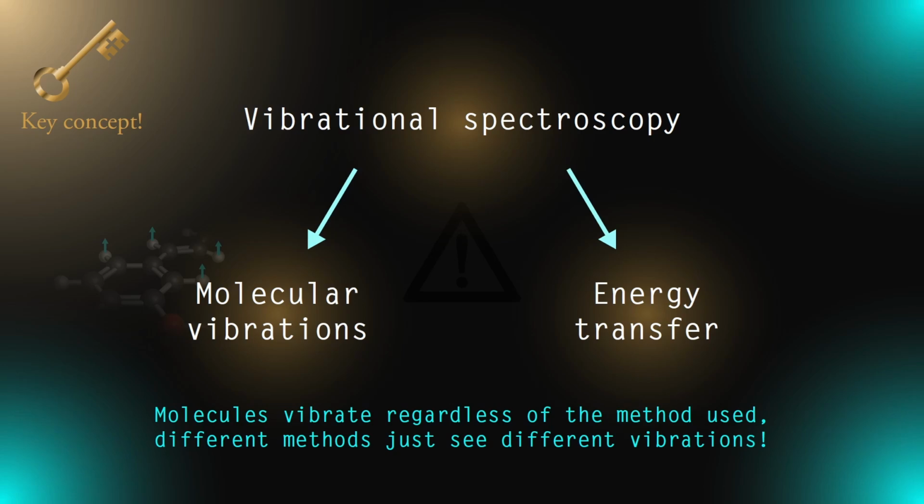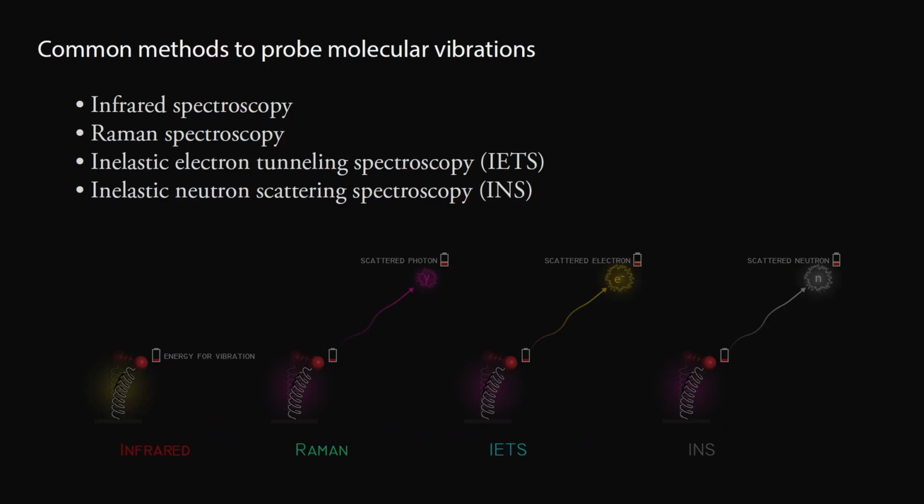To put it simply, molecular vibrations is what the molecules do and depend not on the method, whereas energy transfer distinguishes one method from the other and is characteristic for each of the methods. In one sentence, molecules vibrate regardless of the method being used. Different methods just see different vibrations. Common methods to probe molecular vibrations are infrared spectroscopy, often seen as FTIR, Raman spectroscopy, inelastic electron tunneling spectroscopy, in short IETS, and inelastic neutron scattering spectroscopy, short INS.